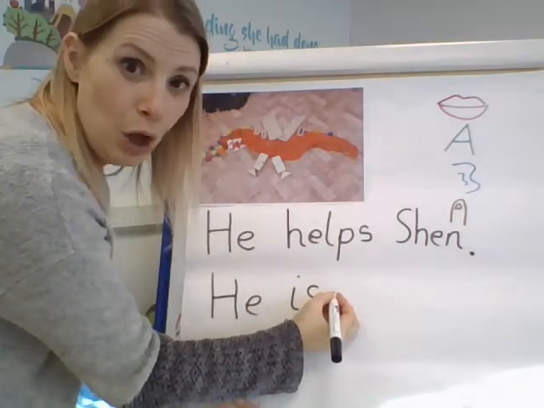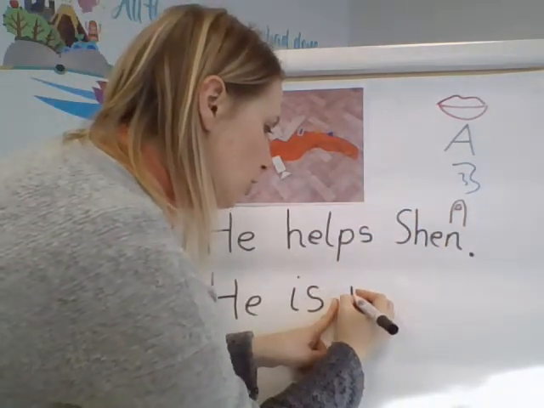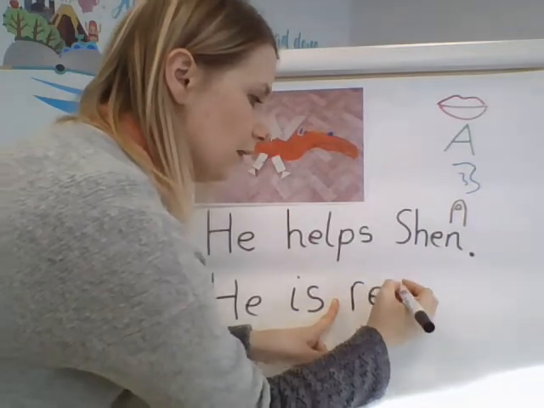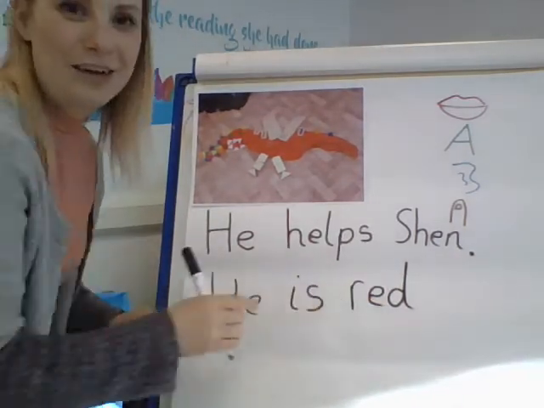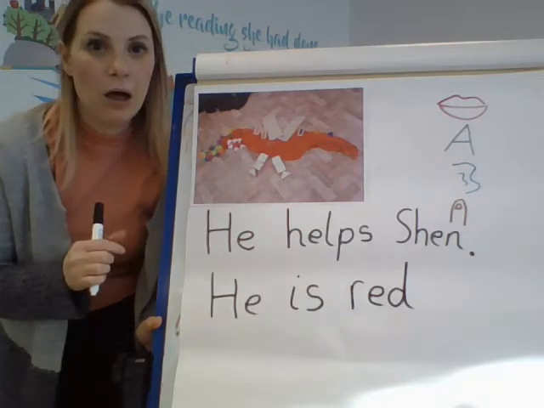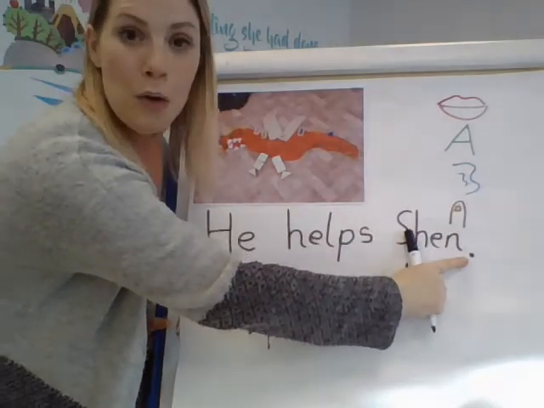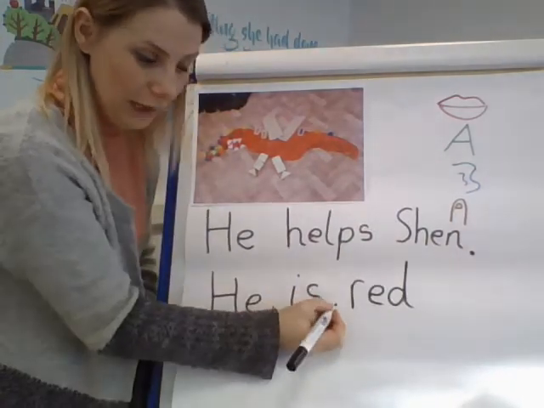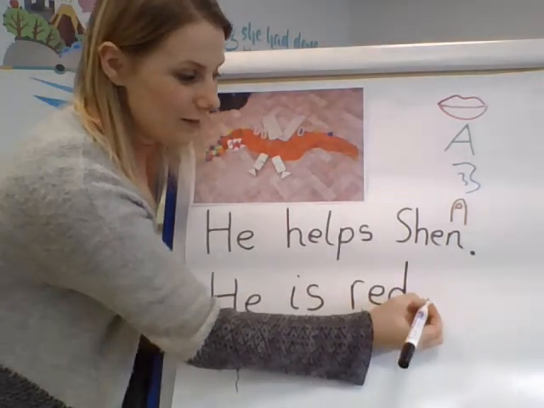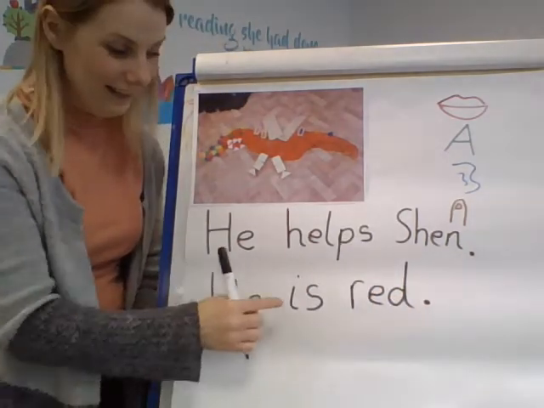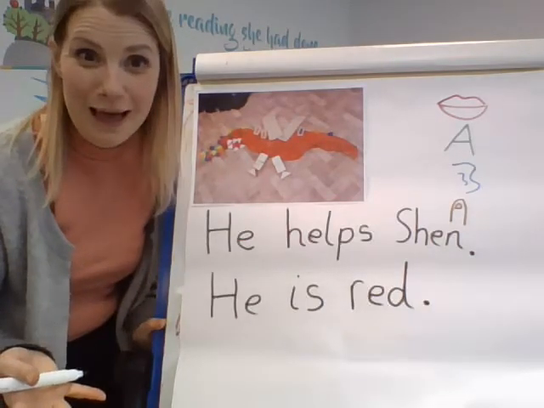Can I go here? No, what do I need to do? Oh, I've got to do my finger space again. Fantastic. R, E, D. He is red, and I am done with my sentence. I'm not done. I haven't finished. Oh, I've got to put a full stop. Can I put it here? No, why not? Oh, it has to go at the end of my sentence. Fantastic. He is red. Thank you for helping me to do that, reception. Where would I be without you?